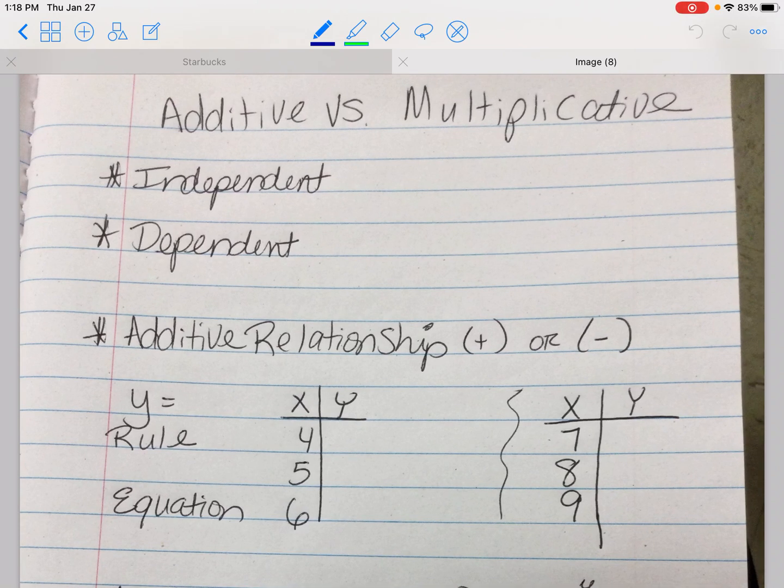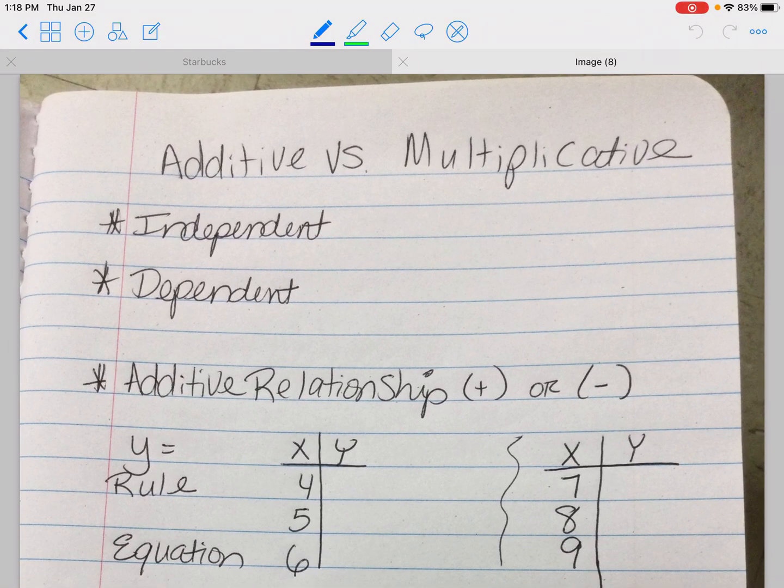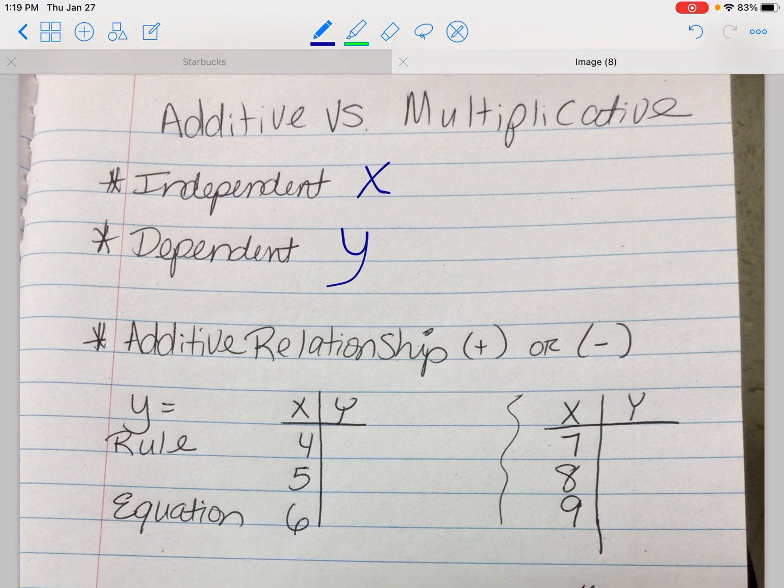Okay, independent, additive versus multiplicative. Independent and dependent, we're talking about those relationships. So remember, independent is your x values, your dependent is y. Your y depends on your x.